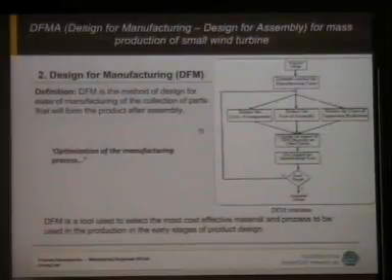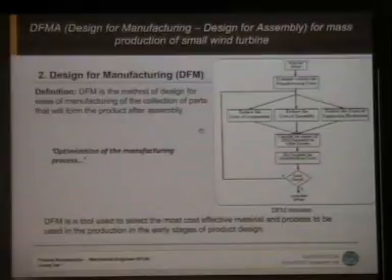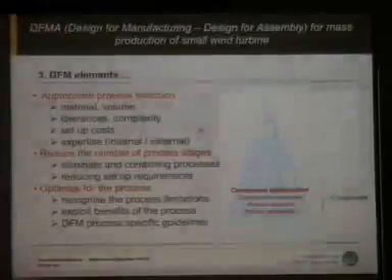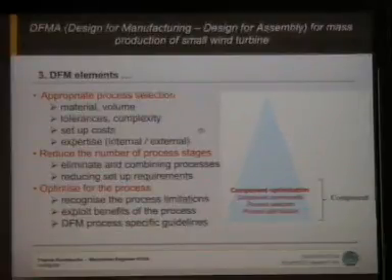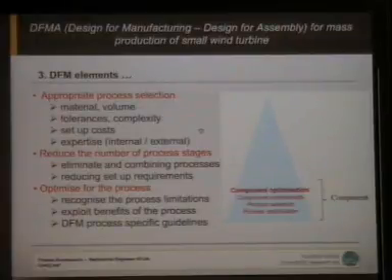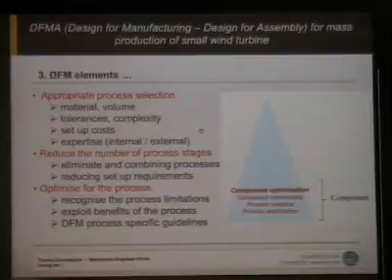And DFM is a tool to select the most cost-effective material and process to be used in the production. From the very first point of the production, which is the design, because in order to make a product you first have to design. So these are the elements of this method. It's the appropriate process selection, which is the material, the volume, the tolerances, the complexity, the setup cost of each material, and everything, and the expertise according to the people that you plan to cooperate with or stuff like that.